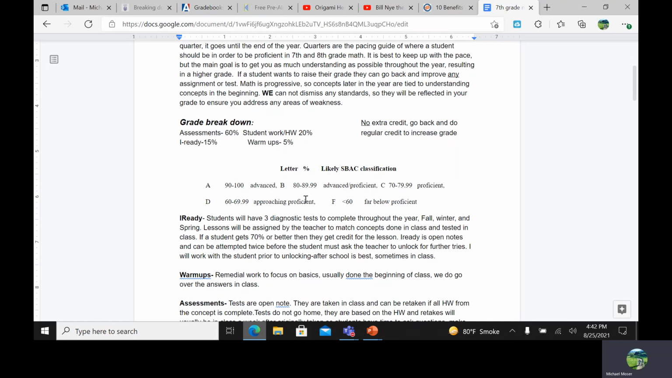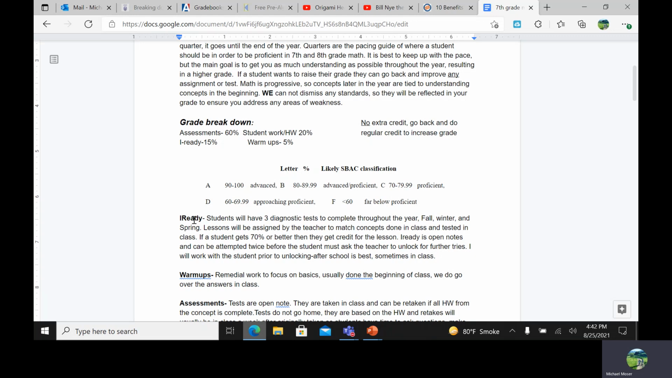This is kind of how I see the breakdown, what I think my grade should mean to you and the student. If I'm saying, hey, you got an A, I'm saying at the end of the year, I think we should be able to get advanced. If we're in that B range, I think it's advanced proficient, C proficient. And then we're approaching, and sometimes we're not doing as well as we would like.